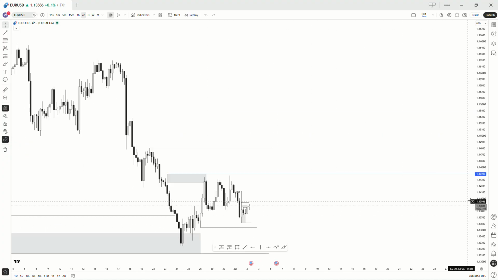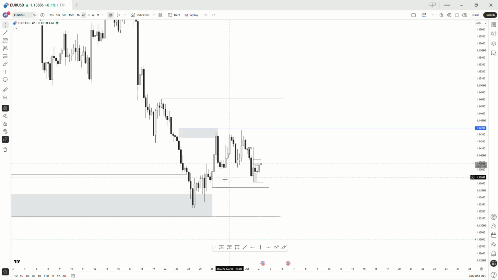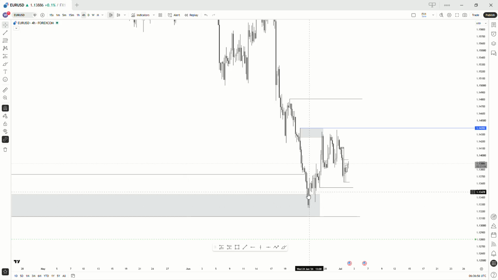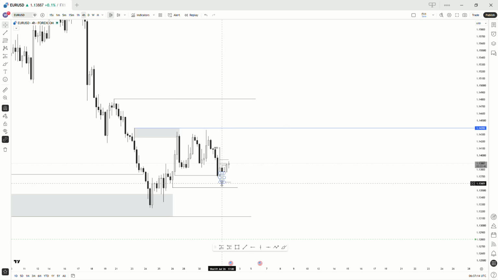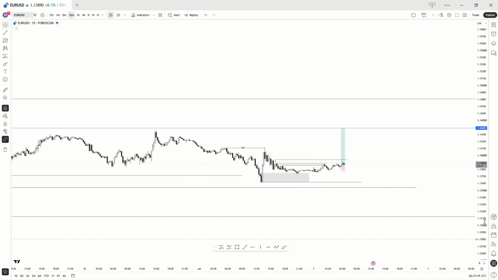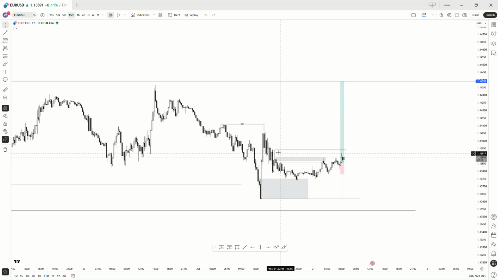Jumping to the 4-hour, what we can see on Euro USD is that from that zone we have seen price move to the upside and mitigated this zone to our left. From there we saw price sell off to the downside. We've trapped somewhat buyers over here. We are respecting this low to the left, and from there we saw price give up this bullish reaction, which led to a break of structure after taking out these buyers.